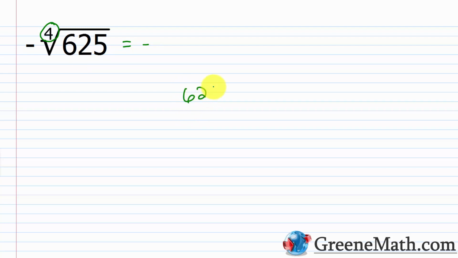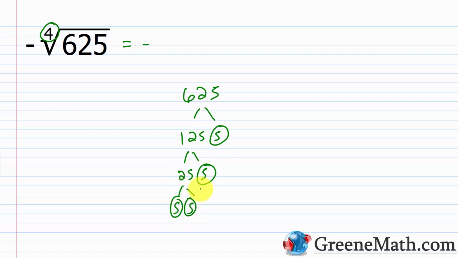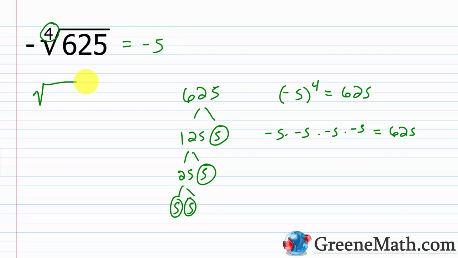So 625, if I factored that, it ends in 5. So it would be 125 times 5. 125 is 25 times 5. And 25 is 5 times 5. So we can see this is 5 to the fourth power to get us to 625. But also negative 5 to the fourth power would be 625 as well. Because you would have negative 5 times negative 5 times negative 5 times negative 5. So an even number of negative factors would give me a positive product. Okay? So the negative fourth root of 625 is negative 5. If you got asked for the principal fourth root of 625, that would be positive 5.